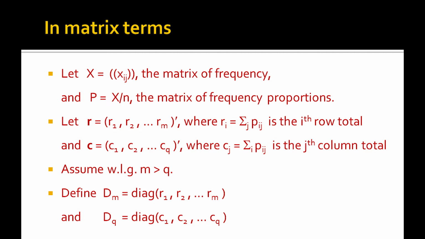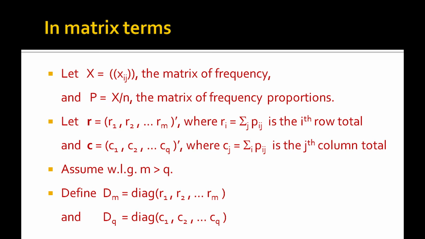Now, in matrix terms, let X be the matrix of frequencies. Remember, the frequency in the ij cell was given by Xij. So now we write this in matrix form where we have M rows and Q columns. The rows, if we go back to the example, would relate to the potteries, and the columns would relate to the sites. So in this case, M would be equal to 7 and Q would be equal to 4.